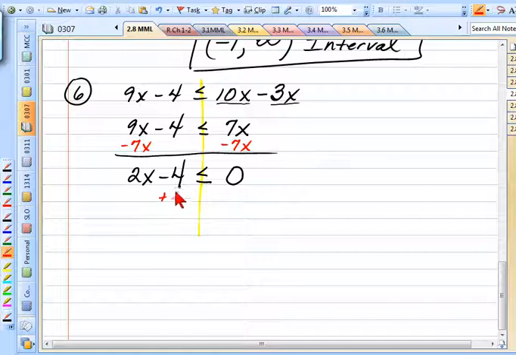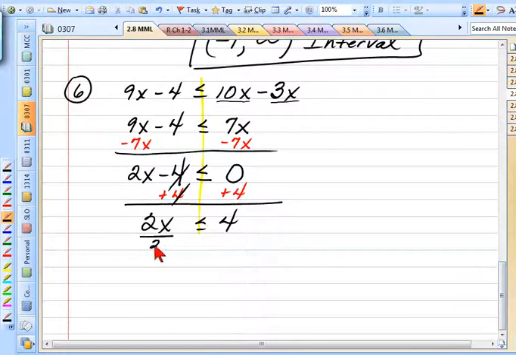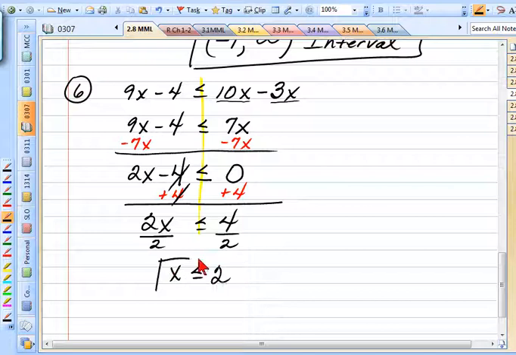So I get 2x less than or equal to 4, and divide. When I do division, I always pause and think, am I invoking that weird rule that says to reverse things? No, I'm dividing by a positive 2. So I simply get x is less than or equal to 2. I have the inequality. So next, I want to draw a number line.